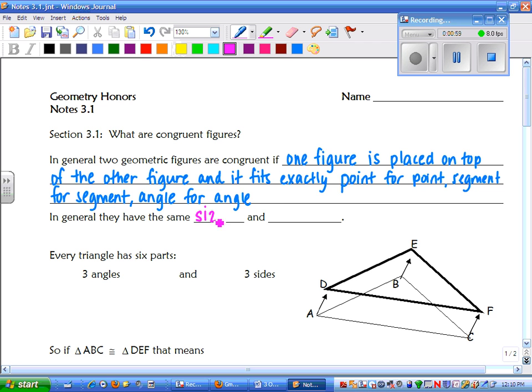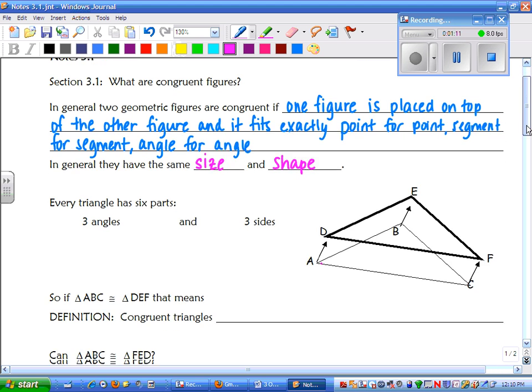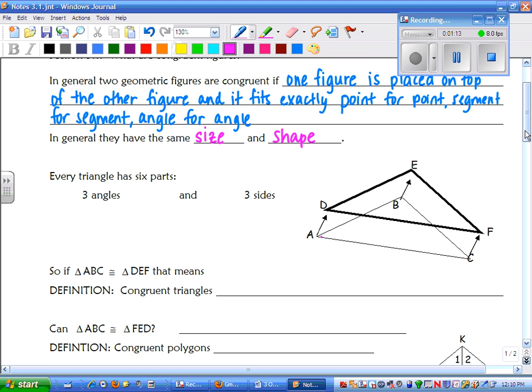Okay, looking at the below picture, it shows two triangles. One fits on top of the other and they fit exactly point for point, angle for angle, and side for side. They are congruent parts. So every triangle has 6 parts. There's 3 angles. In this picture we have angle A congruent to angle D. Angle B will be congruent to angle E. And angle C is congruent to angle F.